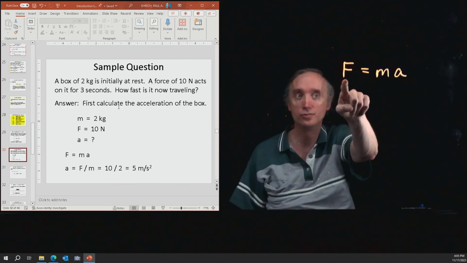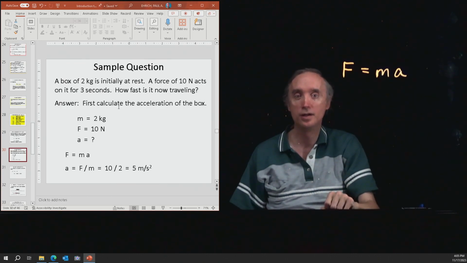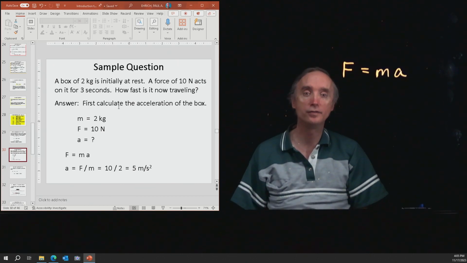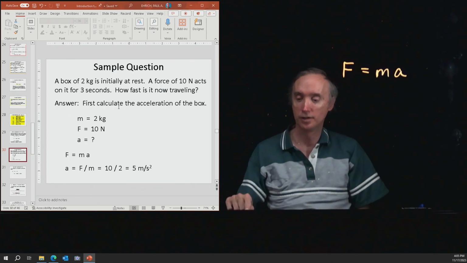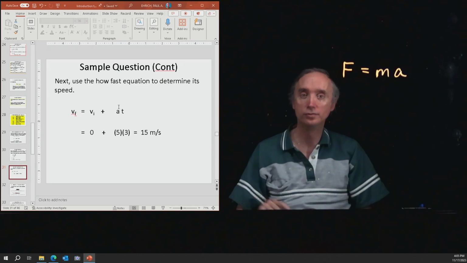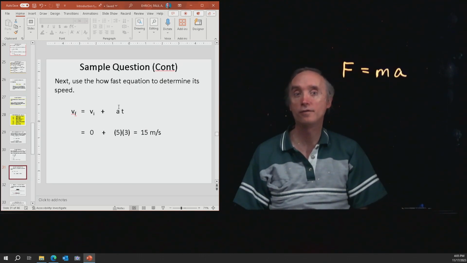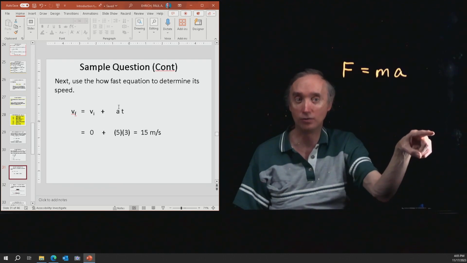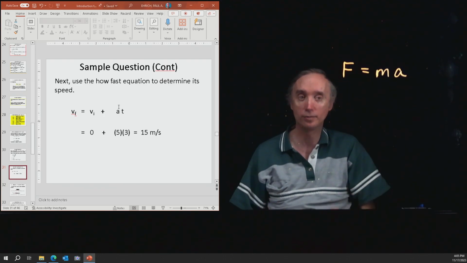So we're going to use Newton's second law to get the A. So now we know that the acceleration of the system is 5 meters per second squared. Okay, now what? So then the next thing that we're going to do is we're going to use the how fast equation. We can't use the how far because we don't know how far did it go. That wasn't given in the problem.